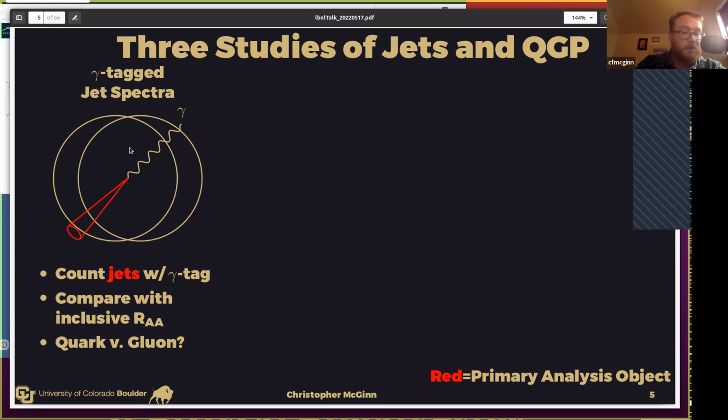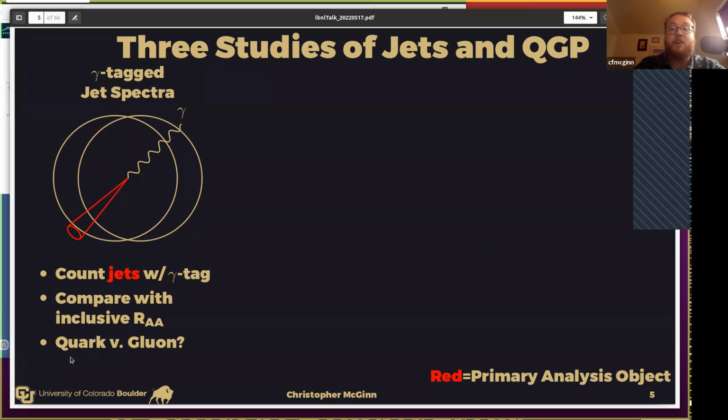I'm going to show this little cartoon where appropriate so people can keep track of which result is which. But here it's very simple. We're going to look at a photon in lead-lead events. This is a transverse view of my two large Lorentz contracted nuclei. We're just going to count the number of jets opposite the gamma tag, and we're going to compare with the inclusive RAA. Now, there are caveats to this comparison to the inclusive RAA, but the ultimate purpose of the comparison is to try and extract information on quarks versus gluons. Do they interact differently with the medium?